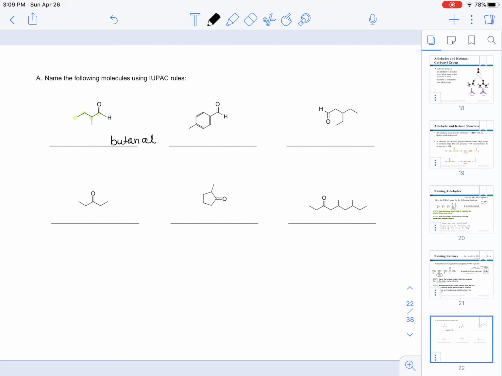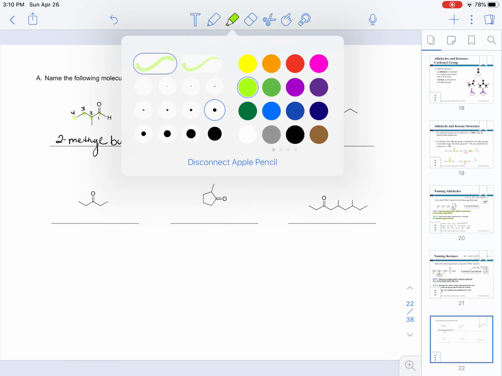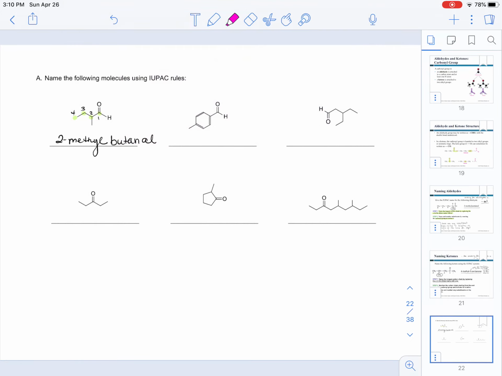Remember, for that, I don't have to specify the location. Then, in this case, I have a substituent. Remember, this is carbon 1, 2, 3, 4. On carbon 2, I have a methyl group. So, this is 2-methylbutanal.